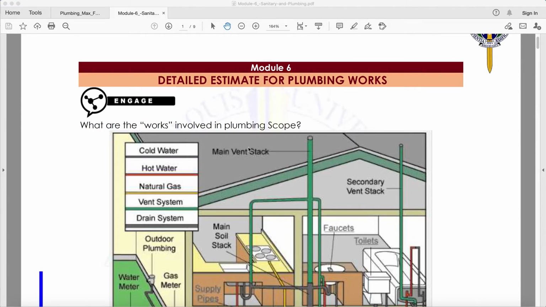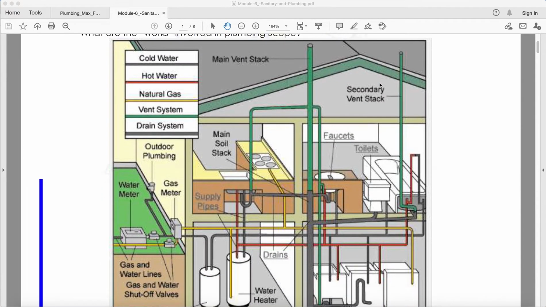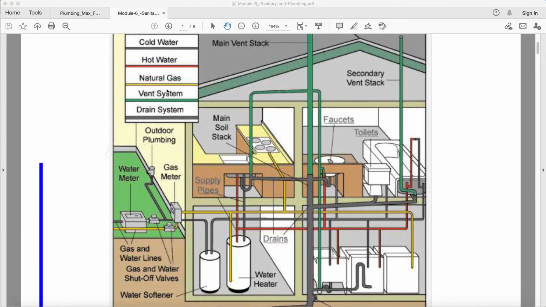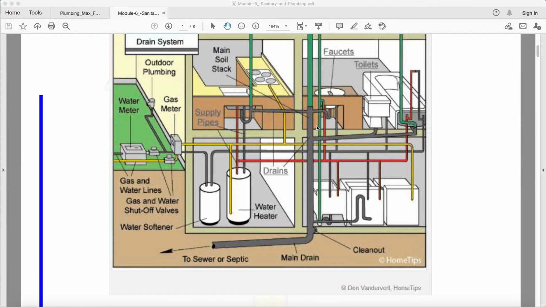For this video, we're going to discuss the detailed estimate for plumbing works. As you can see here on the cross-sectional view of the house, you have the cold water and hot water system, the natural gas, the vent system, and the drainage system. We will go into that later on.